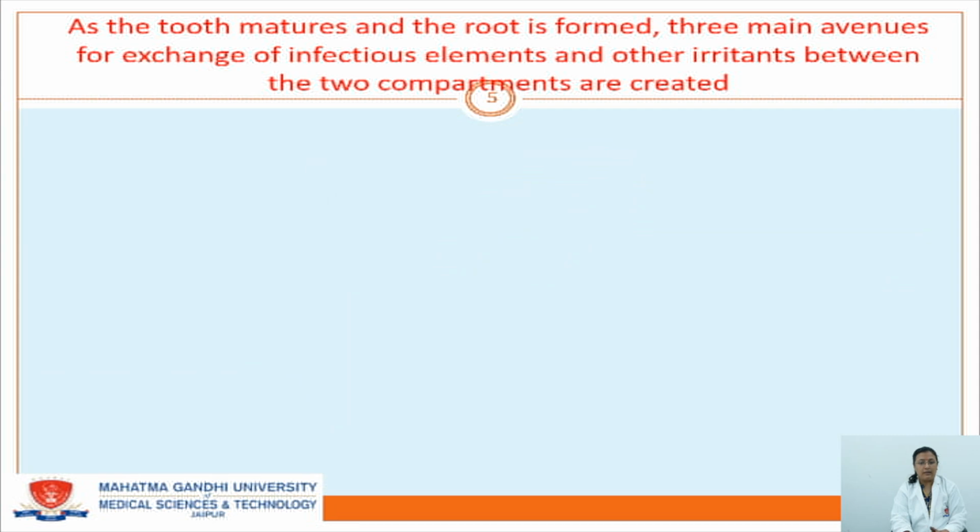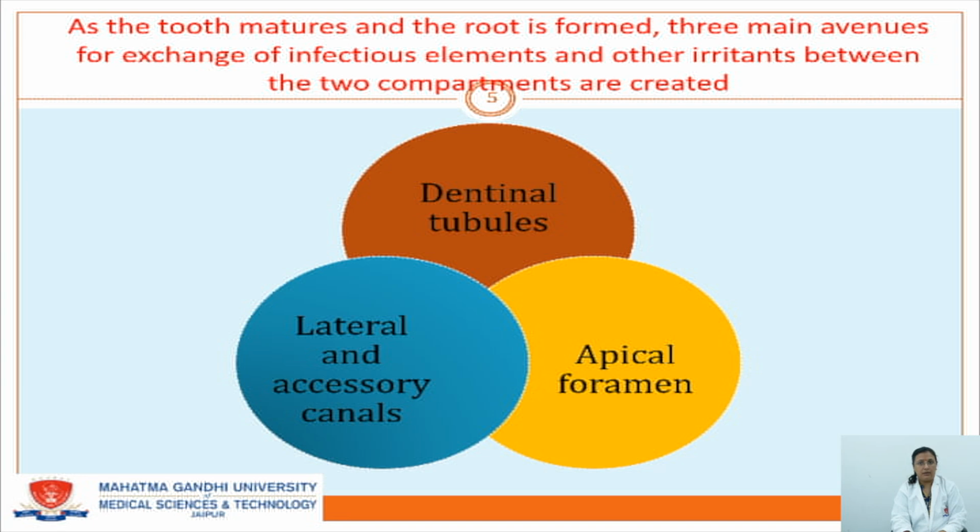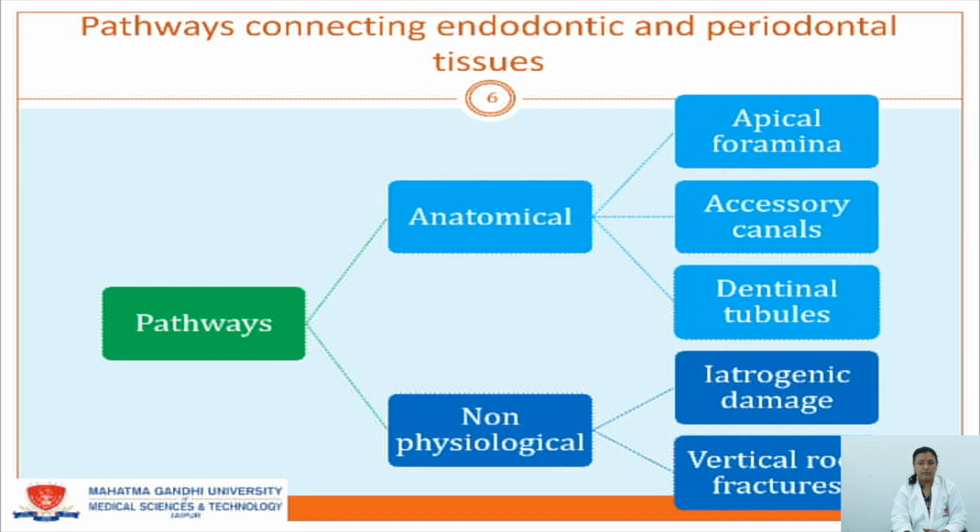As the tooth matures and the root is formed, there are main avenues for exchange of elements and other irritants between the two compartments. First, these avenues are dentinal tubules, lateral and accessory canals, and apical foramen. The various pathways that connect the endodontics to the periodontal tissue are anatomical and non-physiological. Anatomical pathways can be the apical foramen, the accessory and lateral canals, and dentinal tubules.